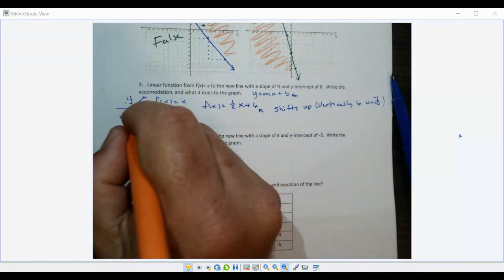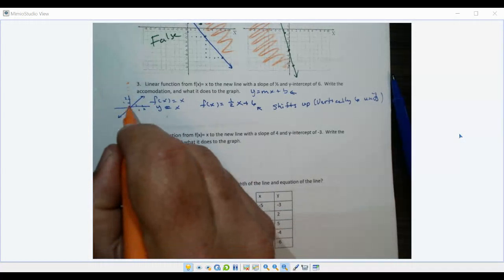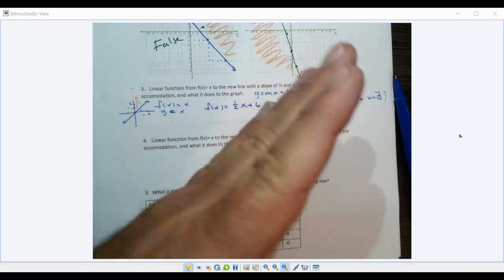So if this is 0, then I'm going to go up to 6. 1, 2, 3, 4, 5, 6, and I'll put a dot there, and that's where it's going to cross. So this dot here at 0, 0 shifts up 6. That's what it does. The whole line just goes up 6. I know it looks like it's going sideways like it does in the decimal activity, but it's actually going up.